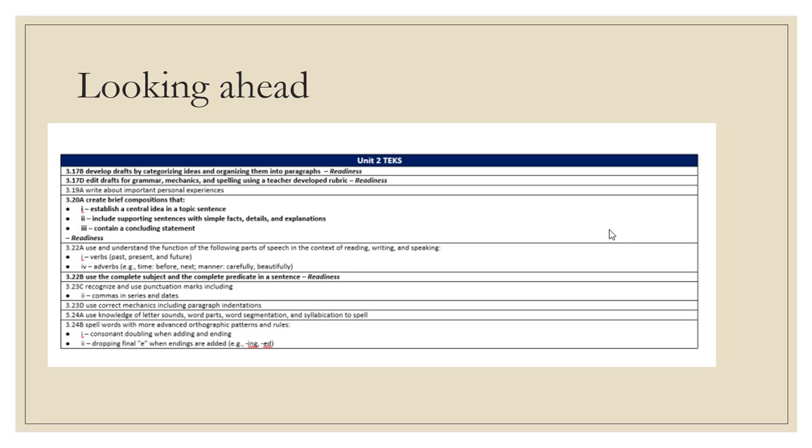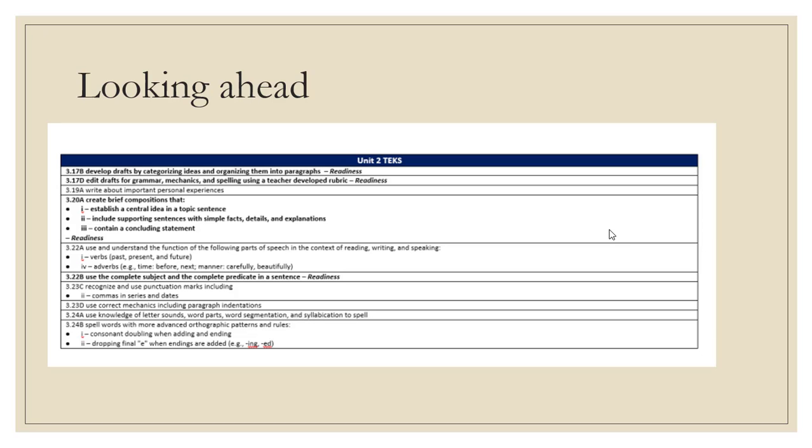We're also looking at 3.24b, the bottom TEK, where it talks about consonant doubling when adding an ending, as well as dropping the final E when you add endings. Those are two portions to that TEK that really trip scholars up, just because it's along the lines of spelling words correctly, and that's definitely something you want to make sure you focus on throughout Unit 2.